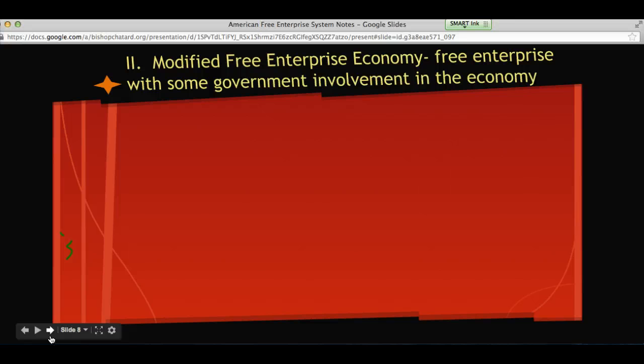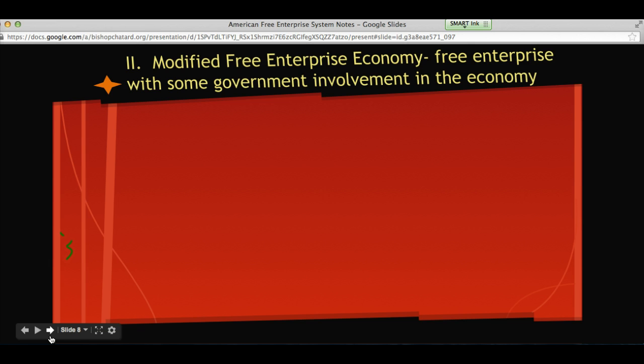Right, so here we go. This is the modified free enterprise economy. All right, there is this one thing that I wanted to say and talk about, and then we're going to talk about the circular flow diagram.